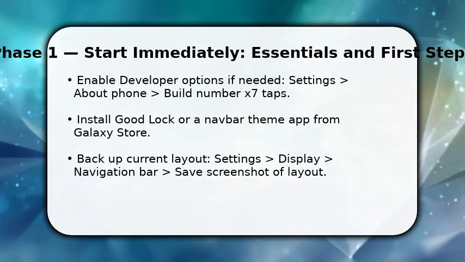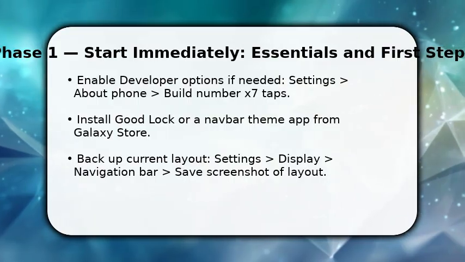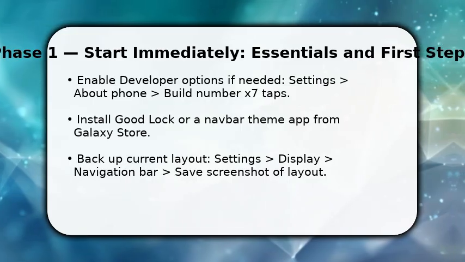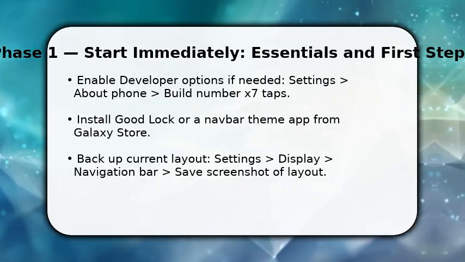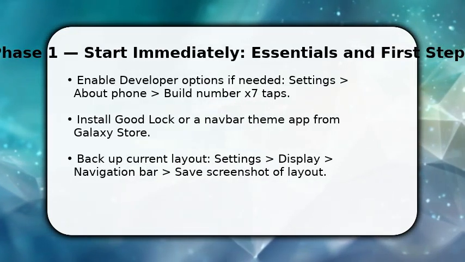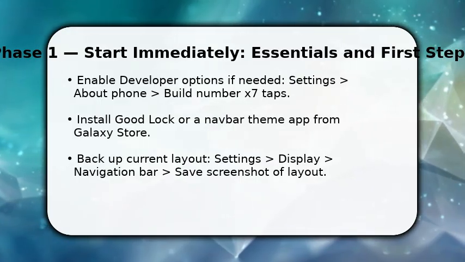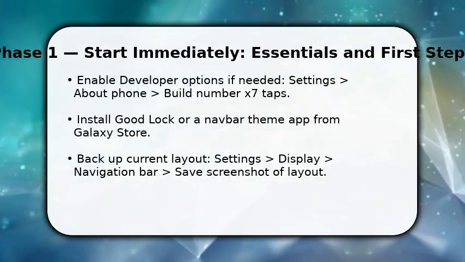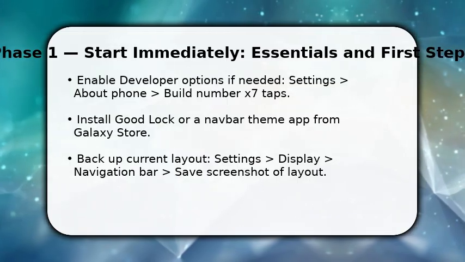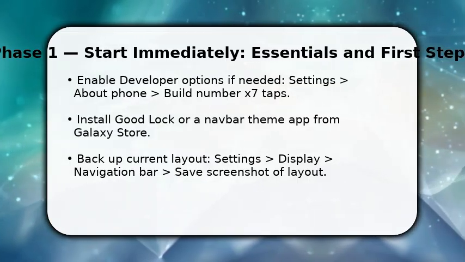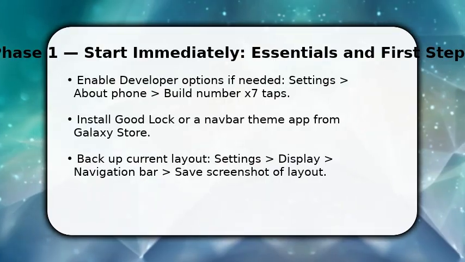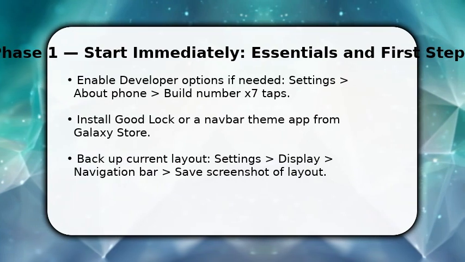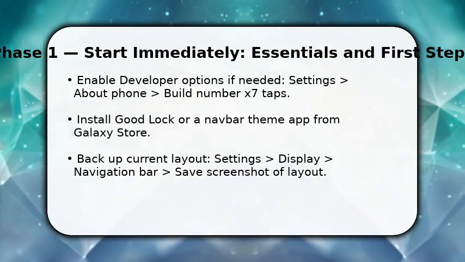You start by confirming basics and then move immediately to action. Open settings and enable developer options if you plan to use third-party tools. It unlocks more customization choices. Once done, install Good Lock or a trusted navbar theme app from the Galaxy Store because Samsung limits stock edits. Make sure to back up or screenshot your current navigation layout before changing anything so you can revert quickly. This sets a safe baseline and gets you ready to apply icon packs and layout changes now.